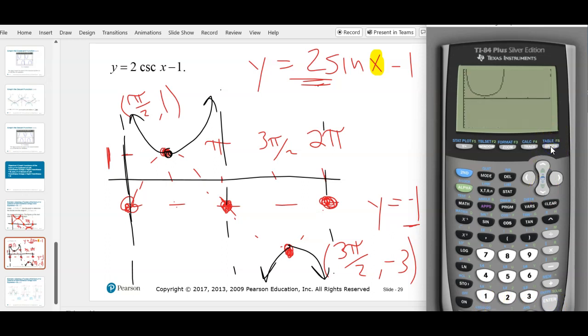All right, so there's the left one, there's the right one. So when you've got a full period in there, you're just going to see one that goes up to positive infinity and one that goes down to negative infinity. And depending on the signs, that's all you'll see for one period of cosecant and secant.